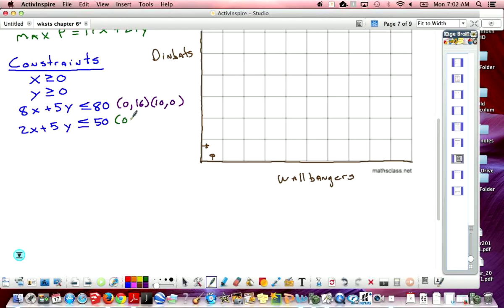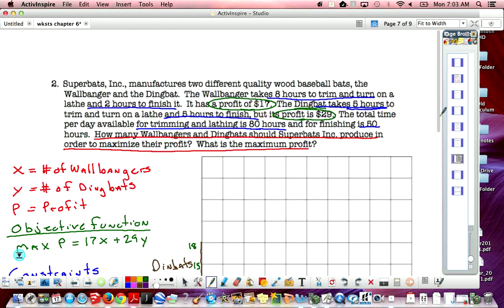Do the same thing for the other one. I'm going to let x equal 0. How many 5s go into 50? That's 10. And then I say if y is 0, how many 2s go into 50? That's 25. So now when I look at this, I might be thinking a little bit more when I'm counting and spreading out here, because I have to go all the way up to 25. So I might count by 3s here. I go 3, 6, 9, 12, 15, 18, 21, 24, 27. Do the same thing going up. 3, 6, 9, 12, 15, 18.